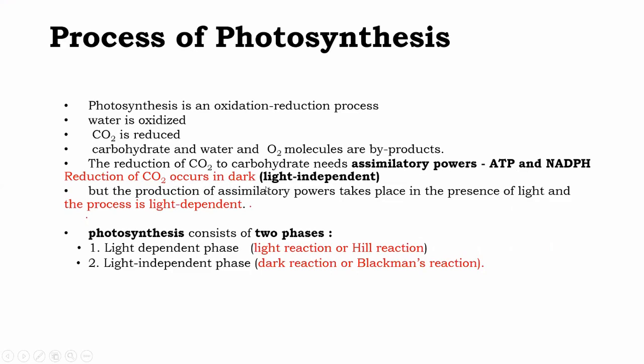The reduction of carbon dioxide occurs in the dark reaction. That means it is not dependent on light. It doesn't mean that it takes place only in the dark, but generally we call it the dark reaction. It is the light independent reaction. To use the assimilatory powers of ATP and NADPH, we need light. So this is light dependent.